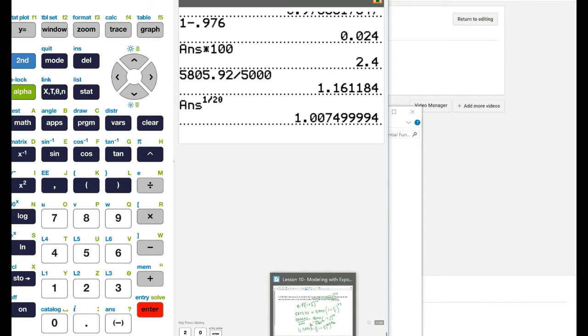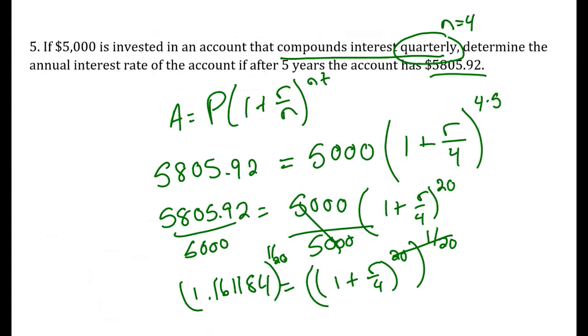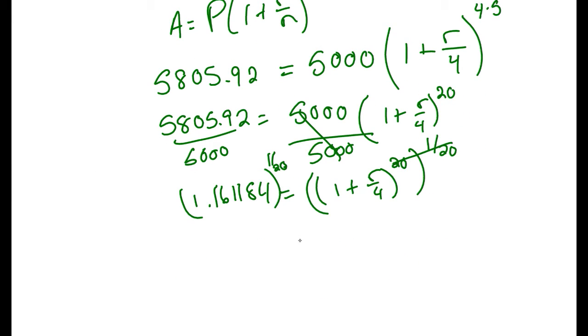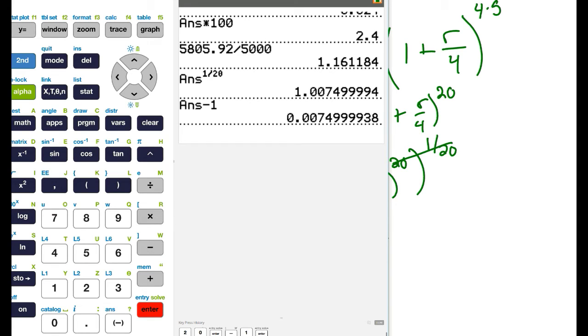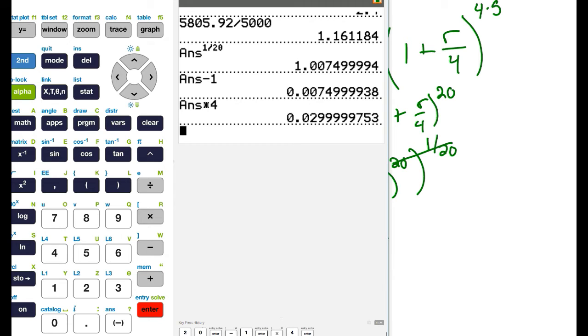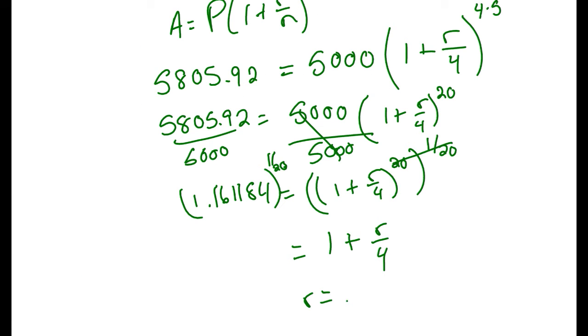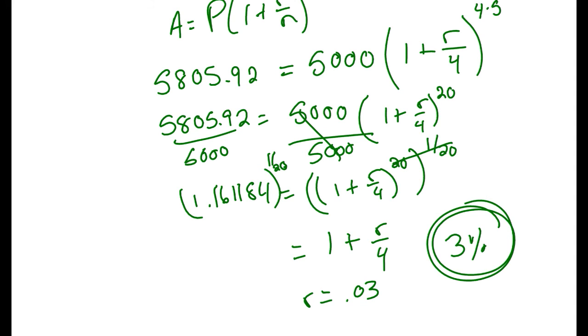So, that is 1 plus R over N. That tells me that number there is 1 plus R over 4. This number is 1 plus R over 4, so I'm going to get rid of the 1. So that's the rate over 4, times 4 will give me the rate. So R is approximately 0.03, which gives me 3%. There's about a 3% rate of change. A 3% interest rate would yield me that much money.